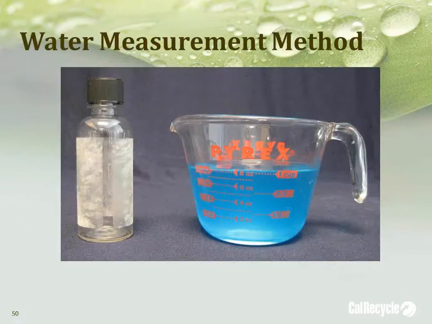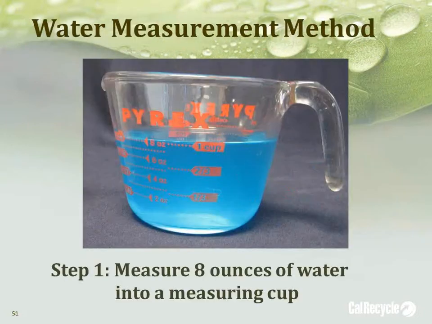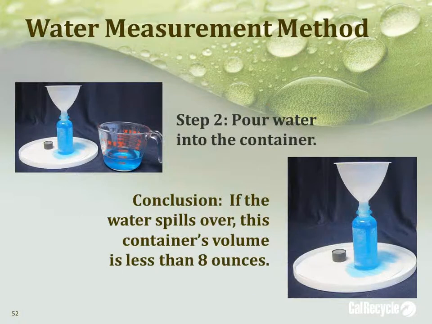Again, using the water measurement technique, we are going to determine the volume of this small container. Begin by measuring 8 ounces of water. Next, pour the water into the empty container and fill in all the spaces. In this case, we have found that there is not enough room for 8 ounces of water. Using this method, the container has a volume less than 8 ounces.